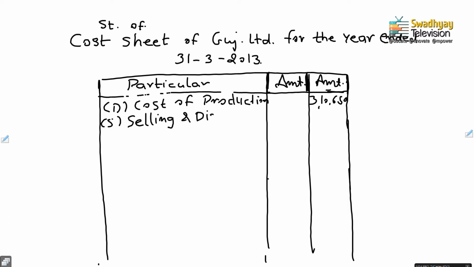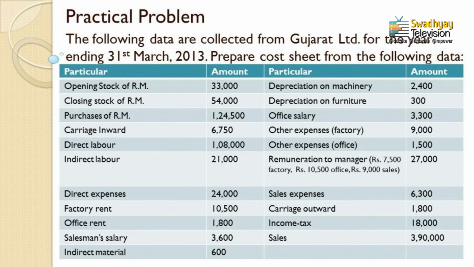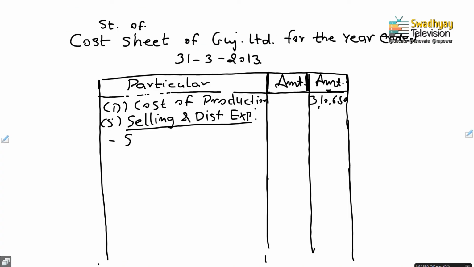Under the head of selling and distribution expenses, all of you see the question and identify the selling and distribution expenses from this question. The first item is salesman's salary. The salesman's salary is ₹3,600.